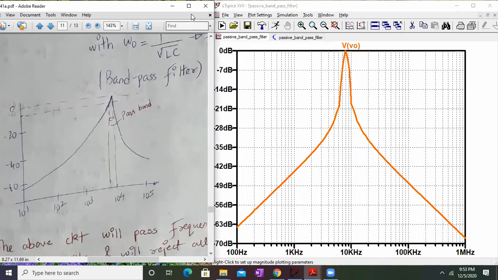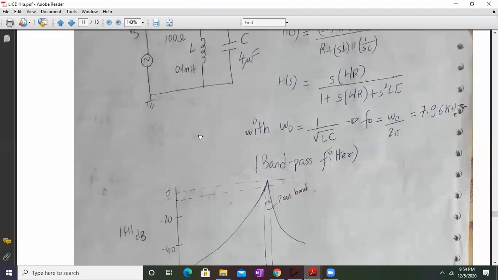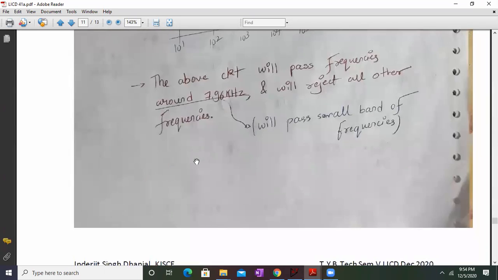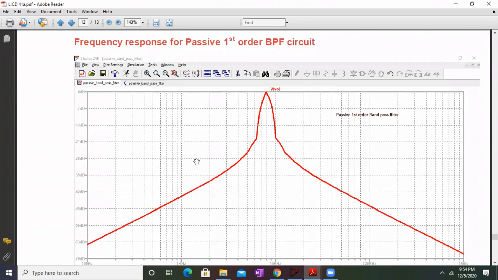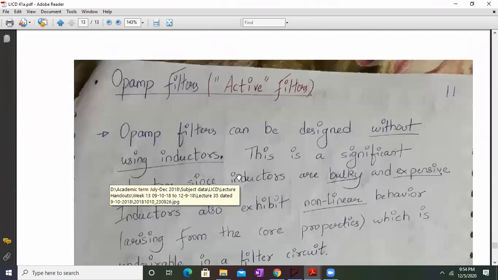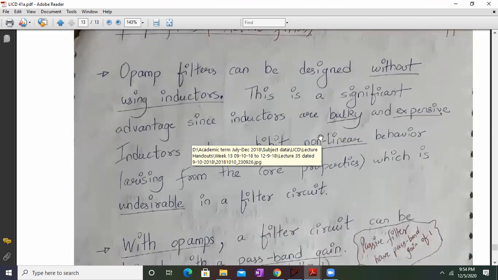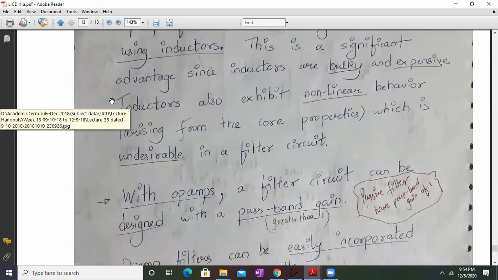Now let us go to the PDF. So we have seen the passive filter response for a low pass, high pass, and now band pass filter. Now let's come to the op-amp filter. Next lecture onwards, we will be starting with op-amp based active filters. The op-amp filters can be designed without using an inductor. This will be a significant advantage because inductors are bulkier and expensive, and also they exhibit non-linear behavior arising from the core properties, which is undesirable in filter circuits.